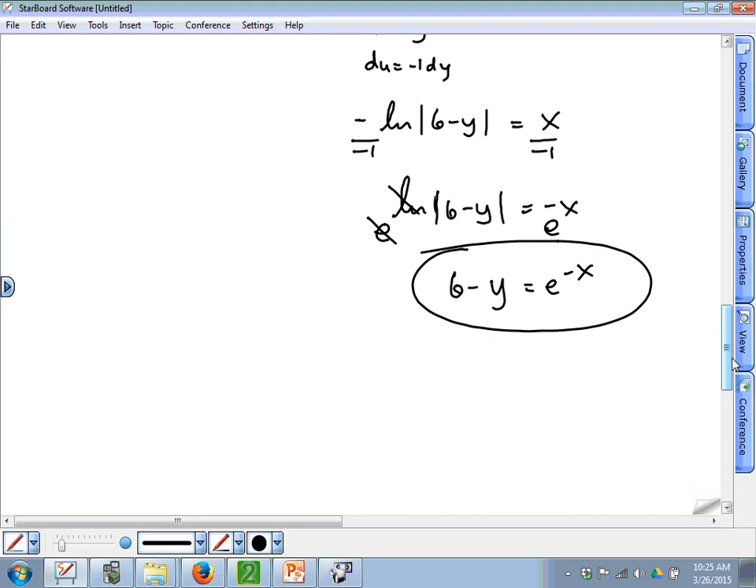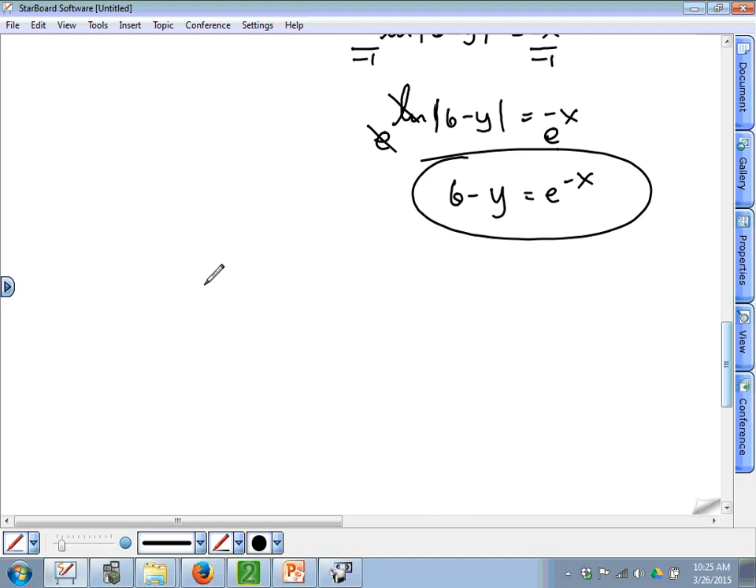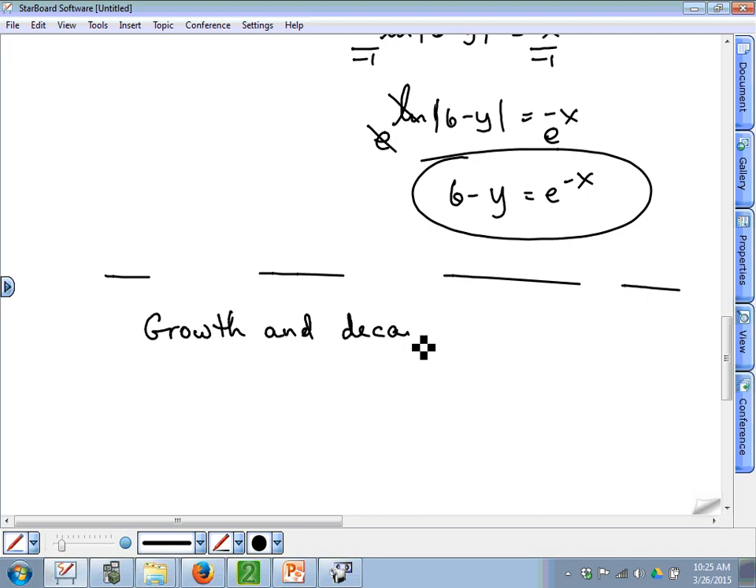This section has some word problems. Just a few. Well, I guess that's relative. It's got a few. But there are ones you've seen before: growth and decay models.